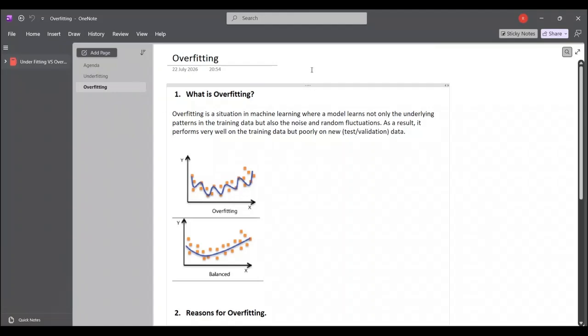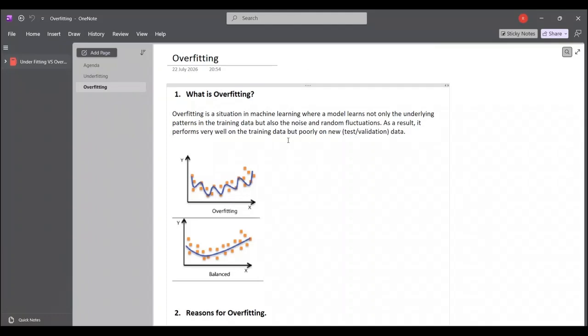Imagine a student who memorizes every question and answer from previous exams without understanding the concepts. During practice tests, the student scores very high because the questions are familiar. However, when the final exam contains new questions, the student struggles to answer them. An overfitted model behaves in exactly the same way. It memorizes the training data instead of learning the actual concepts.